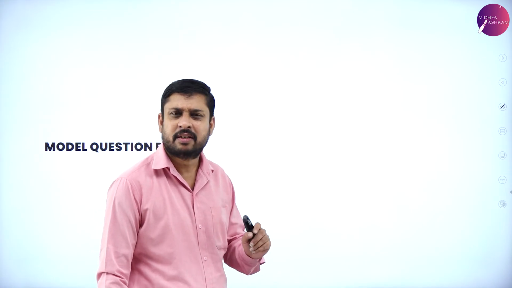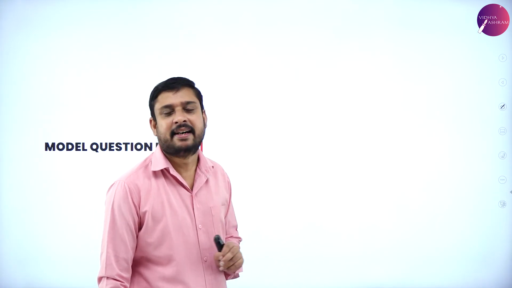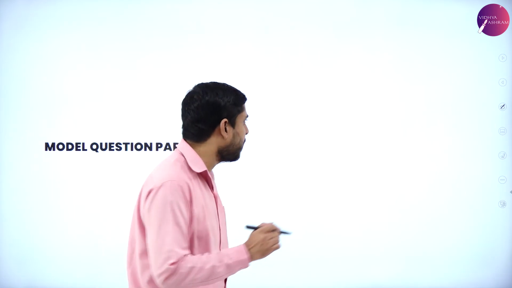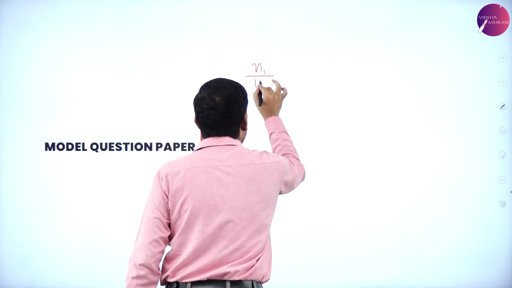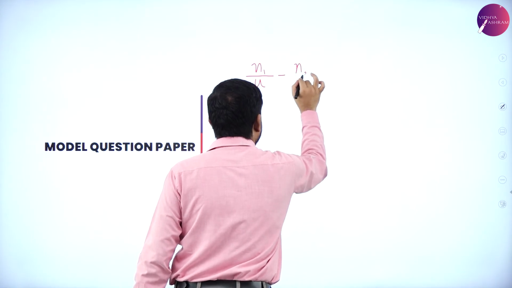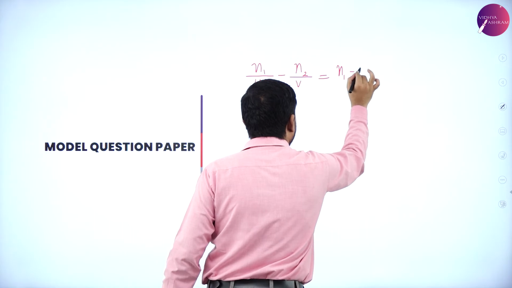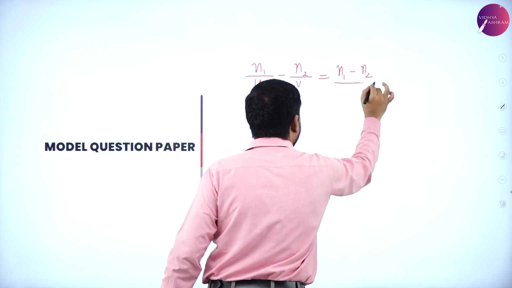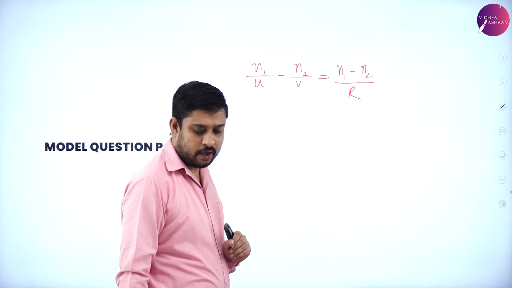Simple relation. No hacks and jacks here. No quantum physics here. Simple optics. Refraction through a spherical surface: N1 by U minus N2 by V equals N1 minus N2 by R. This is all I require to solve the problem.